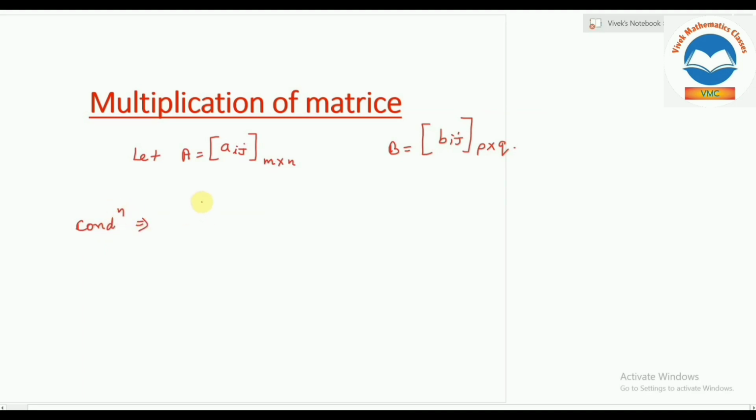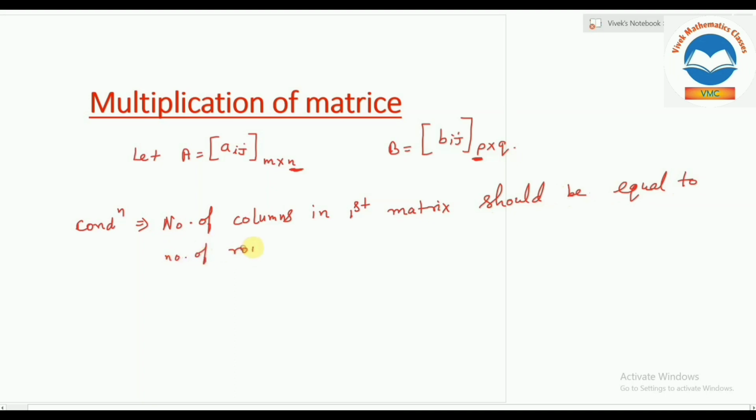The condition is that the number of columns in the first matrix should be equal to the number of rows in the second matrix. Then only is matrix multiplication possible. So the condition is: number of columns in the first matrix should be equal to number of rows in the second matrix. Okay, this is the condition.